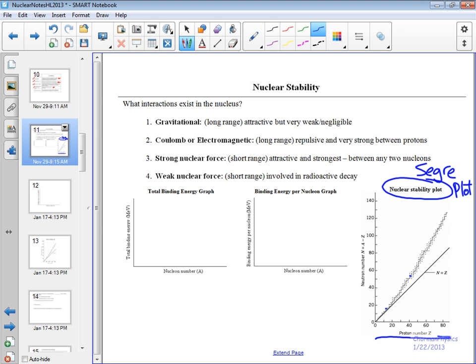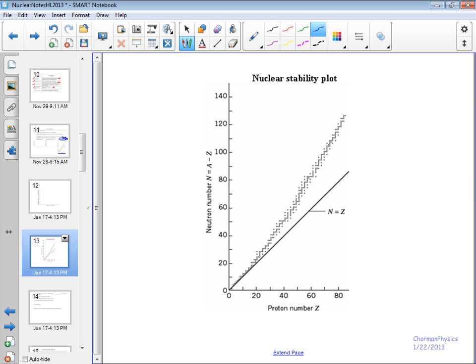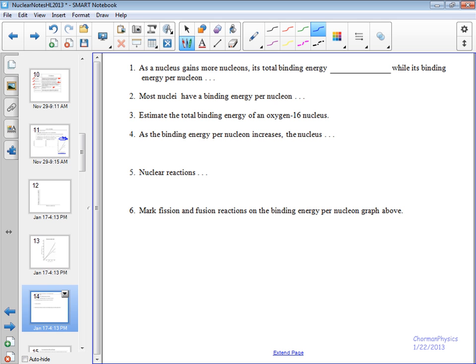So these are a couple of important graphs, this idea of binding energy. I'm going to come back to this here in a little bit. First of all, though, here's a bigger version of that nuclear stability plot. If you want to draw something like this, that would be good. This again just helps you to see that there are more neutrons in the isotopes that exist than there are protons in general.